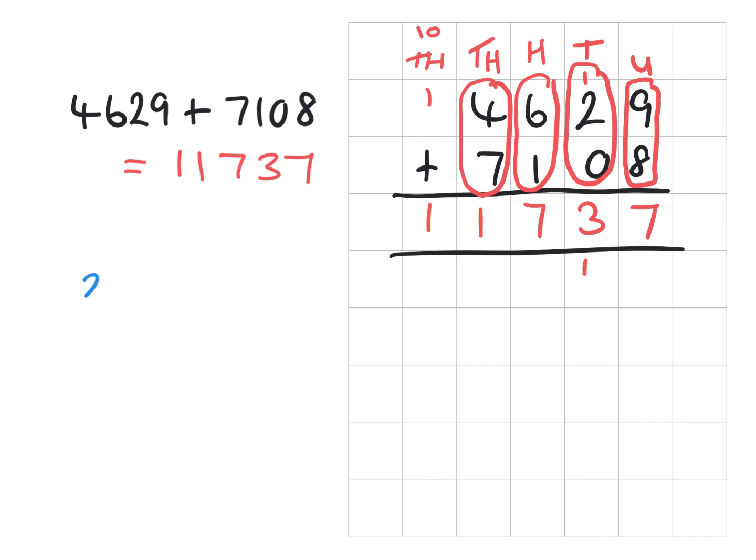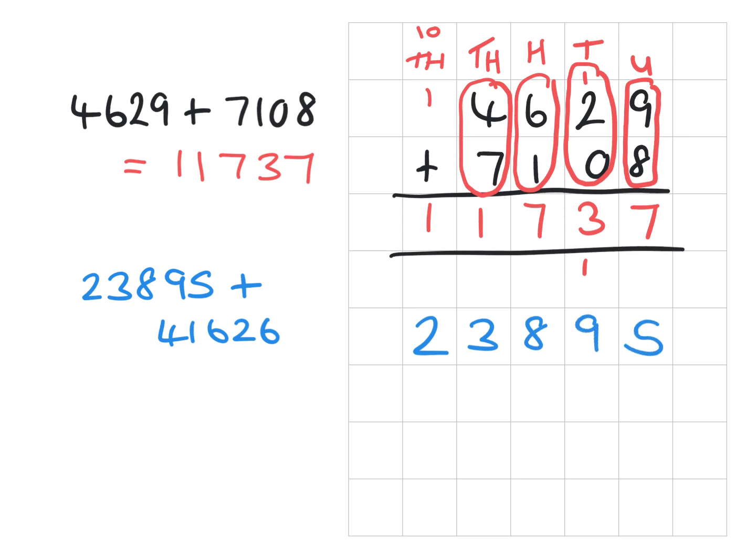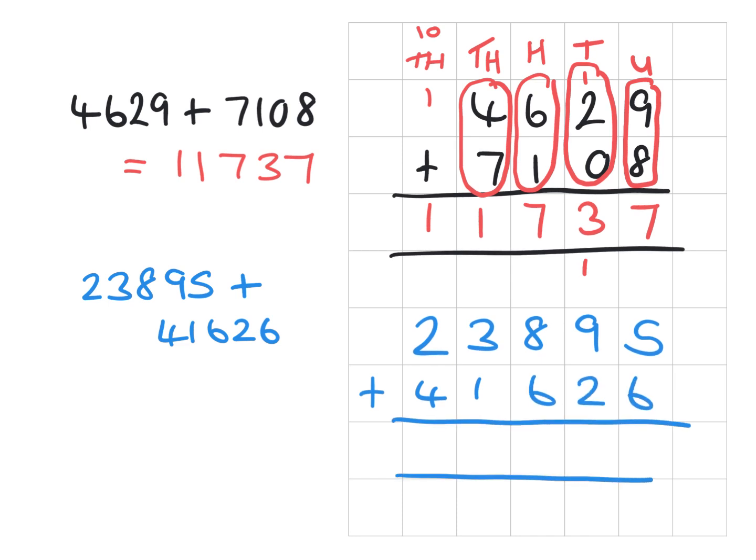Okay, on to a second example for addition, and this time we're going to use two 5 digit numbers. So we have 23,895, and we're going to add that to 41,626. So let's place that onto our grid, onto our squares. And again, always making sure that we're placing the correct digits into the correct columns to ensure it has the right value for place value.